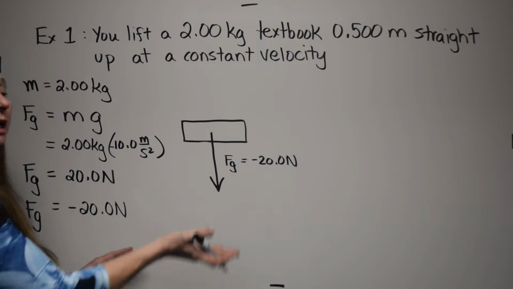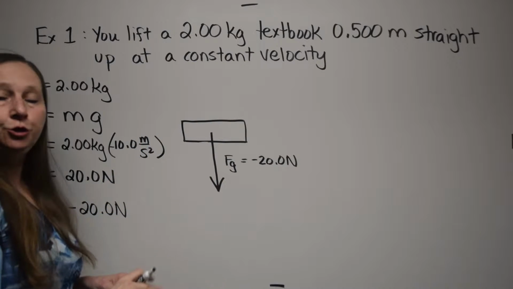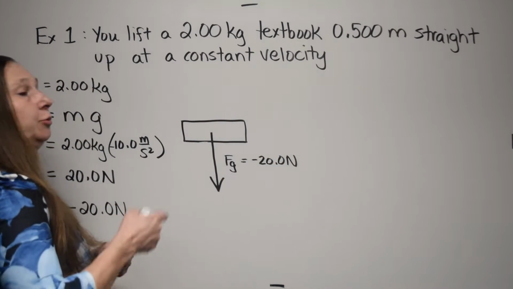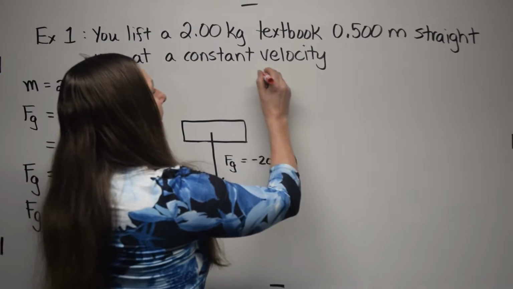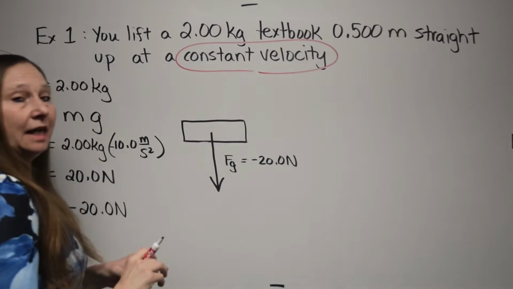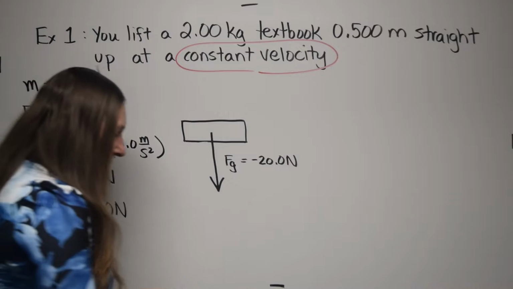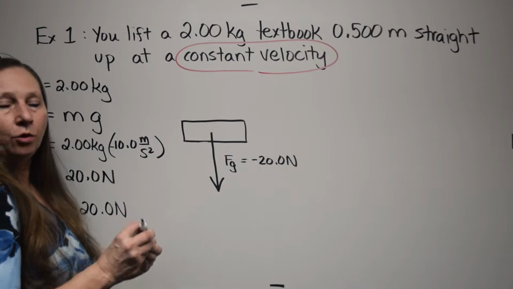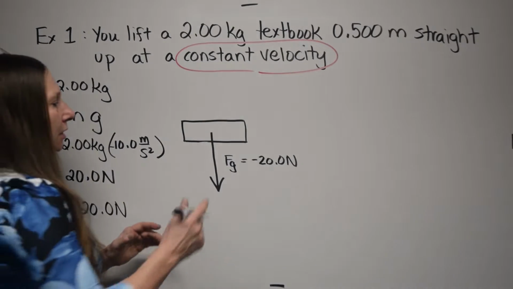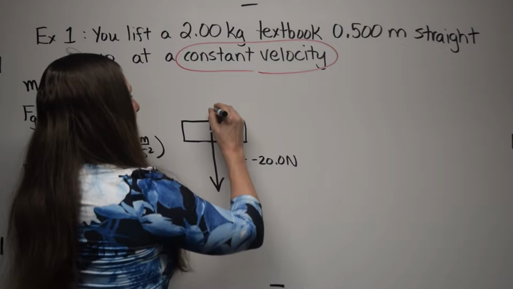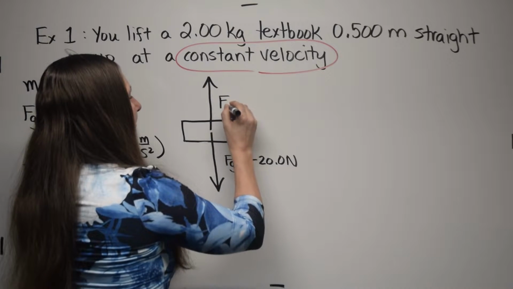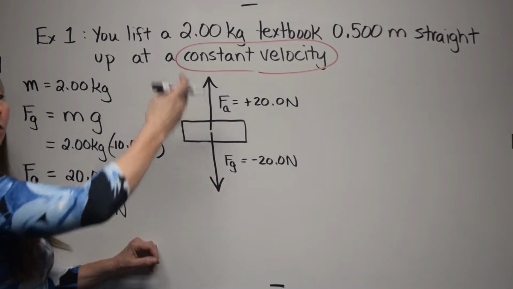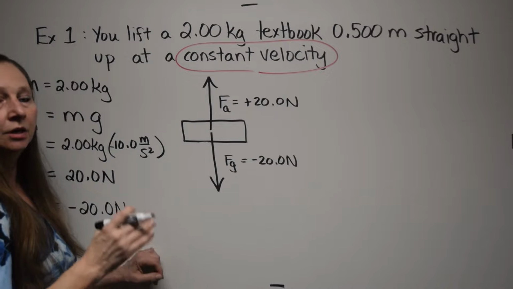Now, the applied force up, we do happen to know the magnitude of the applied force up. How do we know it? Well, the book is moving at a constant velocity. That means, according to Newton's first law, remember, when an object is at rest or traveling at a constant velocity, the net force in that direction is 0. So the applied force upward from the hand, Fa, must be positive 20 newtons. So the net force in the direction that the book is moving is 0.